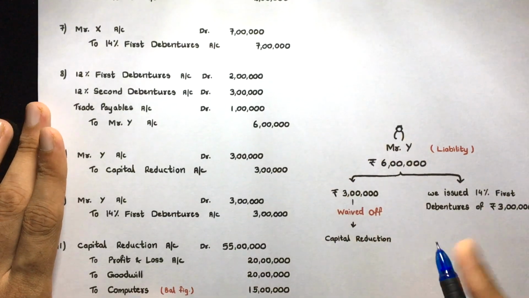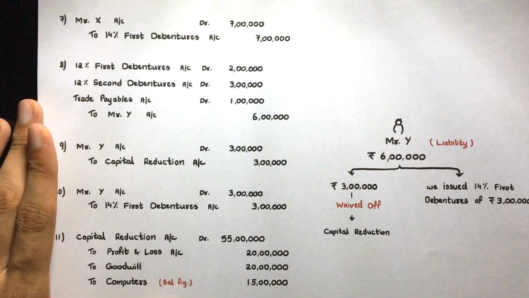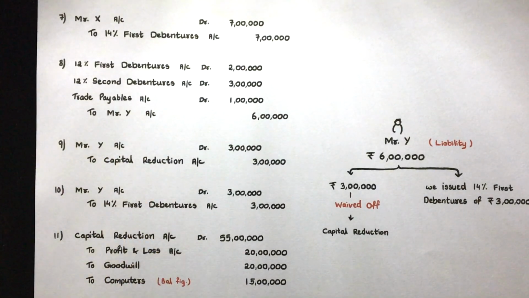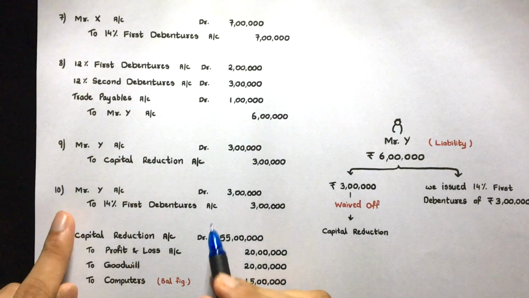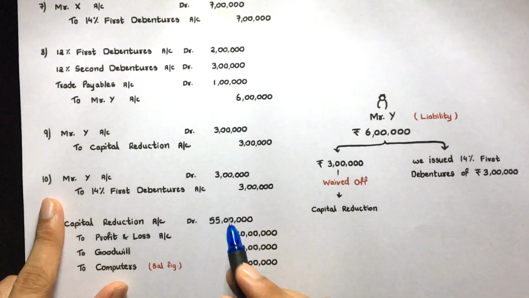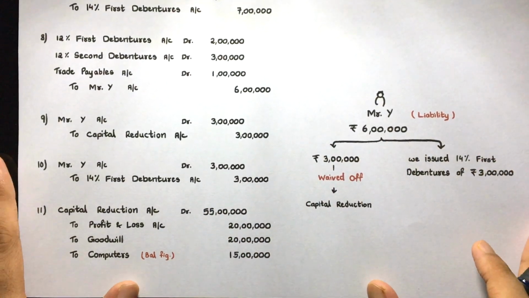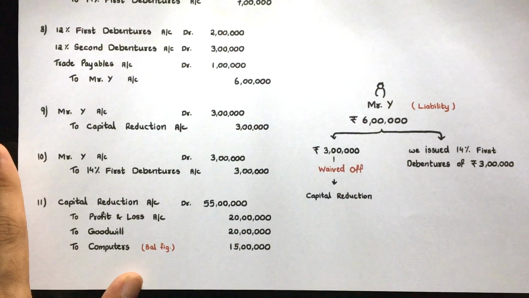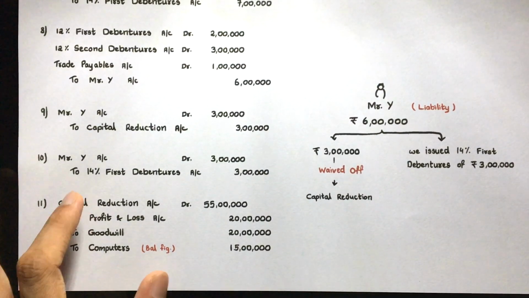Then Mr. Y, what happened? How much was waived off? 3 lakh was waived off. Yes. So this is the waive off entry, the gain that went to capital reduction, and for the remaining 3 lakh we gave 14% first debentures. It's a really simple question. The question that was there in your old syllabus was quite complicated. Fine. Okay, and then the big entry over here.